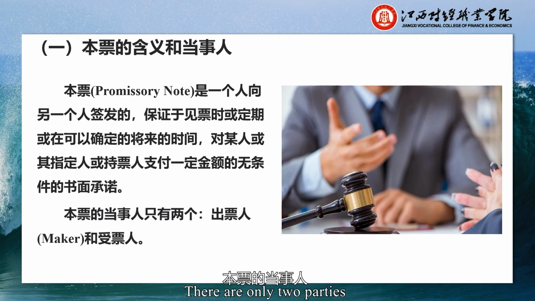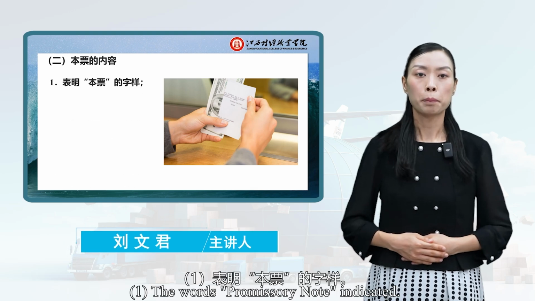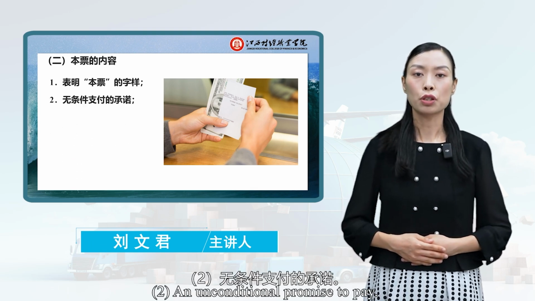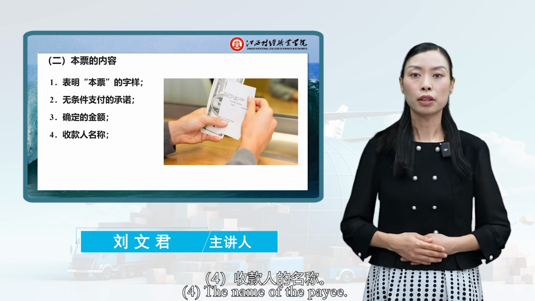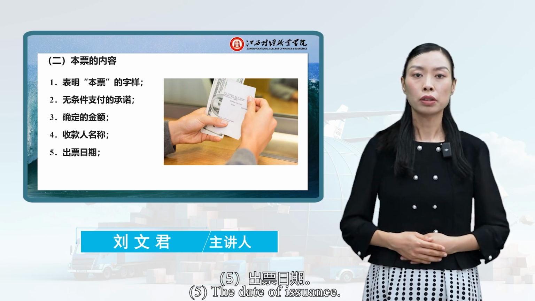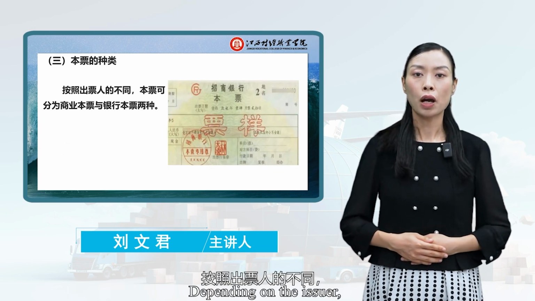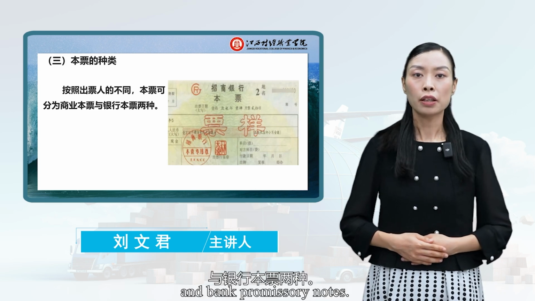There are only two parties involved in a promissory note: the issuer, the drawer, and the payee. The payer of the promissory note is the issuer himself. The contents of a promissory note include, first, the words promissory note indicated; second, an unconditional promise to pay; third, a definite amount; fourth, the name of the payee; fifth, the date of issuance; sixth, the signature and seal of the issuer. Depending on the issuer, promissory notes can be classified into commercial promissory notes and bank promissory notes.